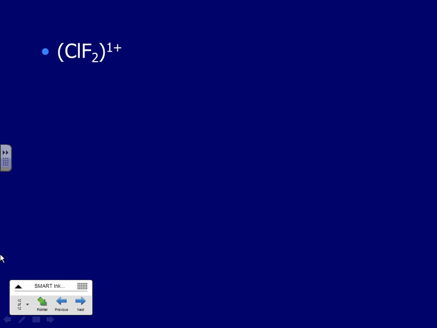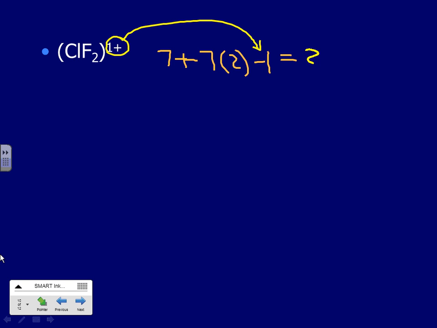For those of you doing the math, and hopefully you're ahead of me, 7 plus 7 times 2, and now to make a +1, we need to remove an electron, so I need minus 1. So again, this is new from the last one. That +1 charge means that we have to subtract an electron away. So what is that? 21 minus 1, 20? 20 electrons. 1 chlorine, 2 fluorines. I'm thinking the chlorine is the guy in the center.